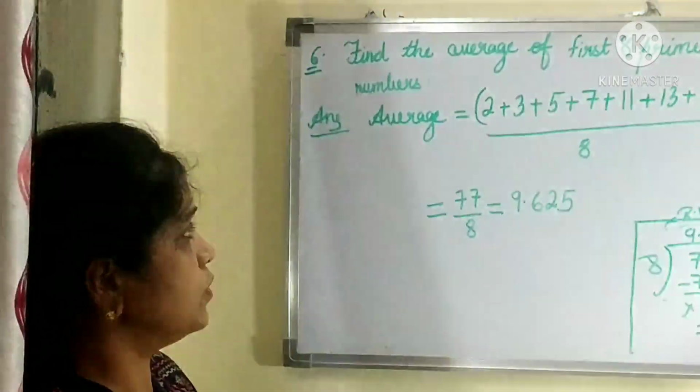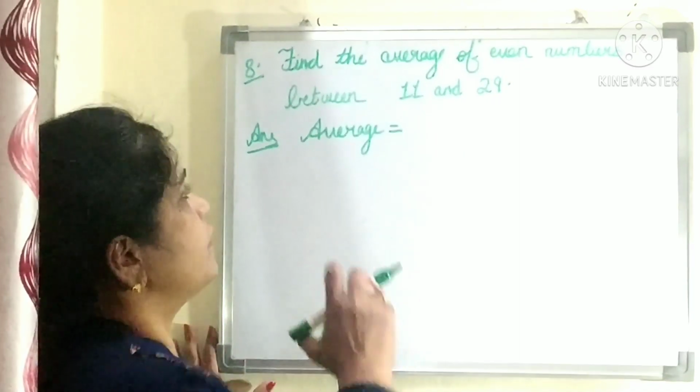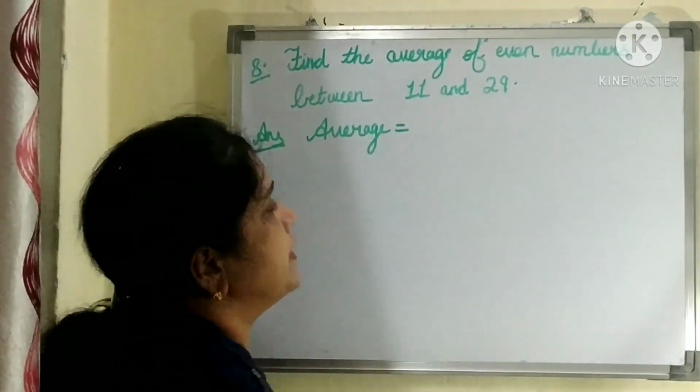Okay, in this way we are going to solve. Next is, find the average of even numbers between 11 and 29.